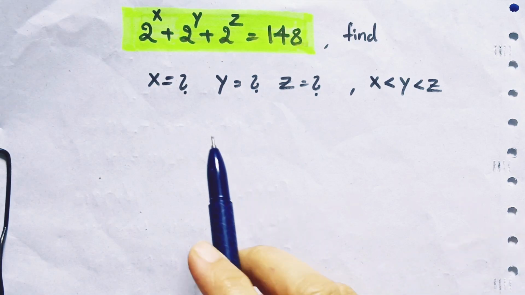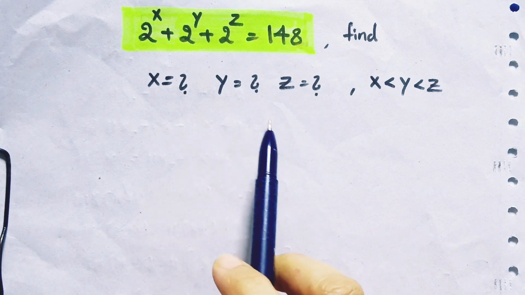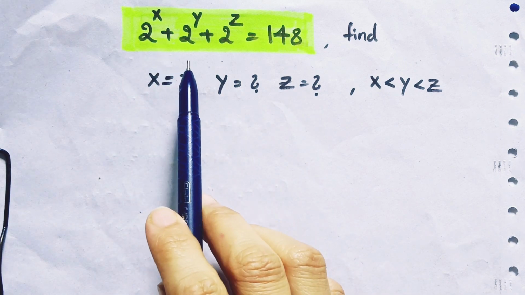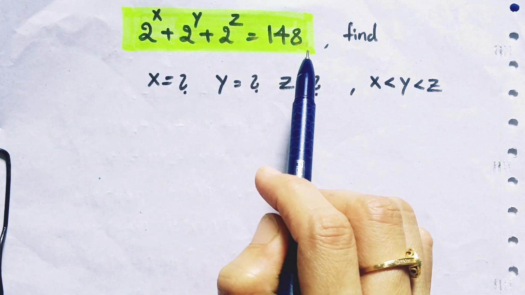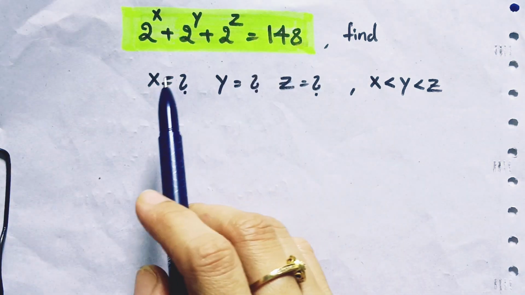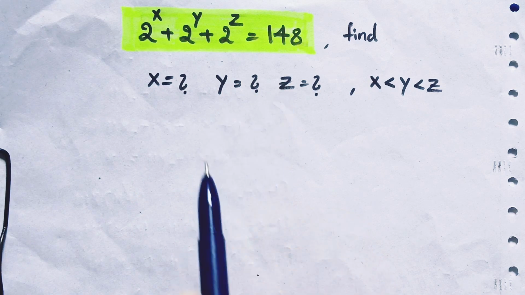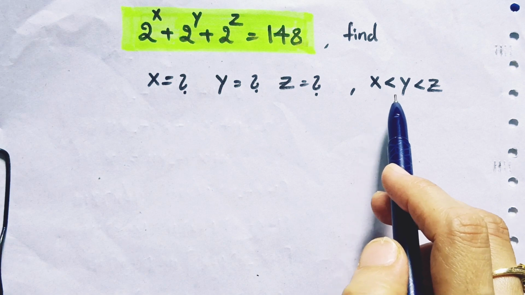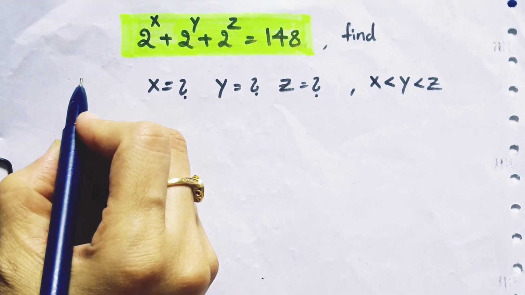Today in this class we are going to solve this nice math olympiad question. Our question is 2^x + 2^y + 2^z = 148. Then we have to find the values of x, y and z. We are also given that x < y < z. Okay, let's start.